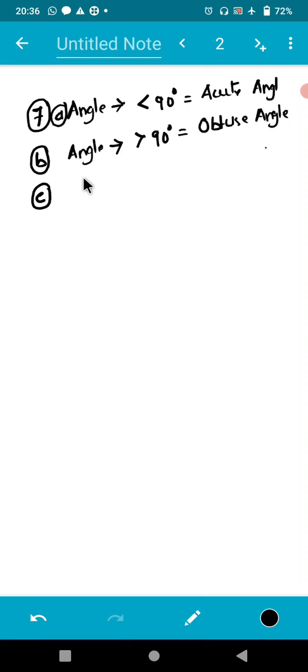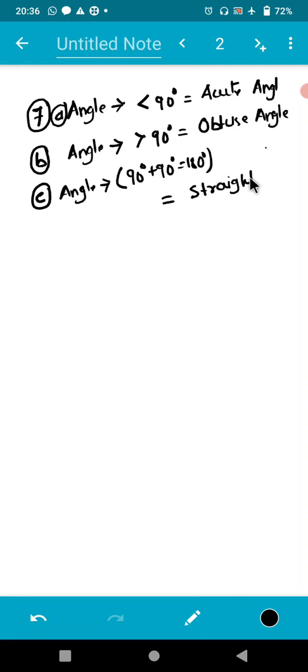In number C, what you have? An angle whose measure is the sum of the measures of two right angles. That means you have to name an angle whose measure is 90 degrees plus 90 degrees, and this is what? 180 degrees. So tell me the angle which measures exactly 180 degrees. It is straight angle, isn't it? So easy.